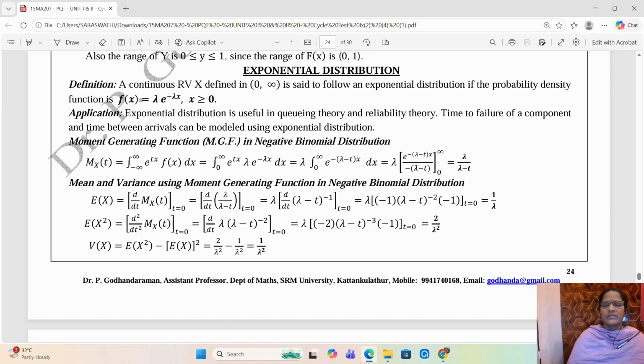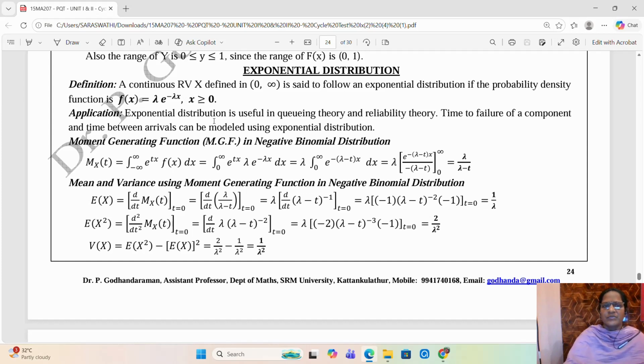So we have today's class about the exponential distribution. A continuous random variable defined on 0 to infinity is said to follow the exponential distribution if the probability density function f of x is equal to lambda e to the power minus lambda x, for x greater than or equal to 0.